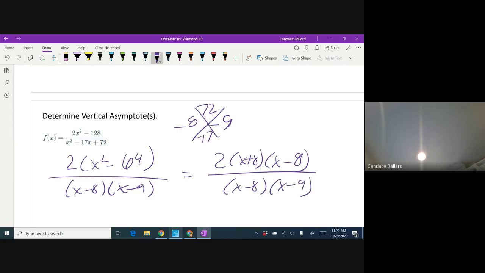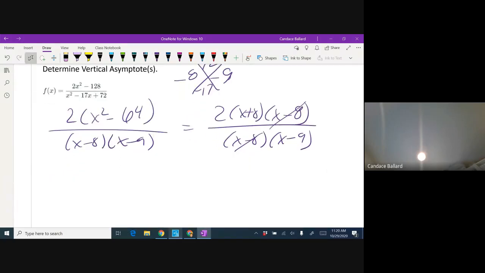Okay, let's see where we're at. I don't see everybody yet. Okay, but I do have a hole at x equals 8. I'm seeing that. Hopefully you caught that. I went really fast and did my work, right? I factored. And then the vertical asymptote was what was left behind at x equals 9.